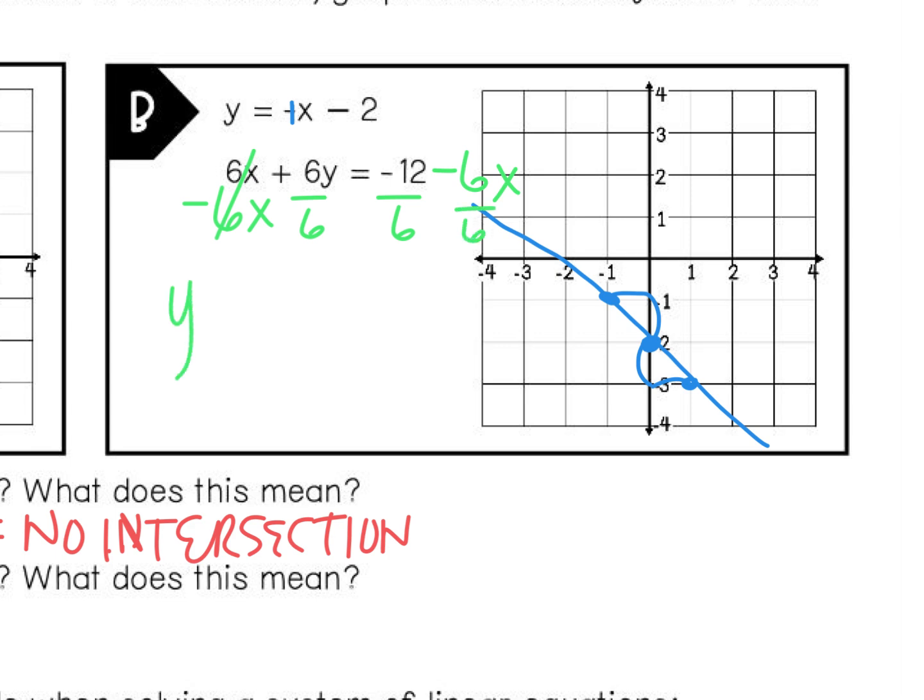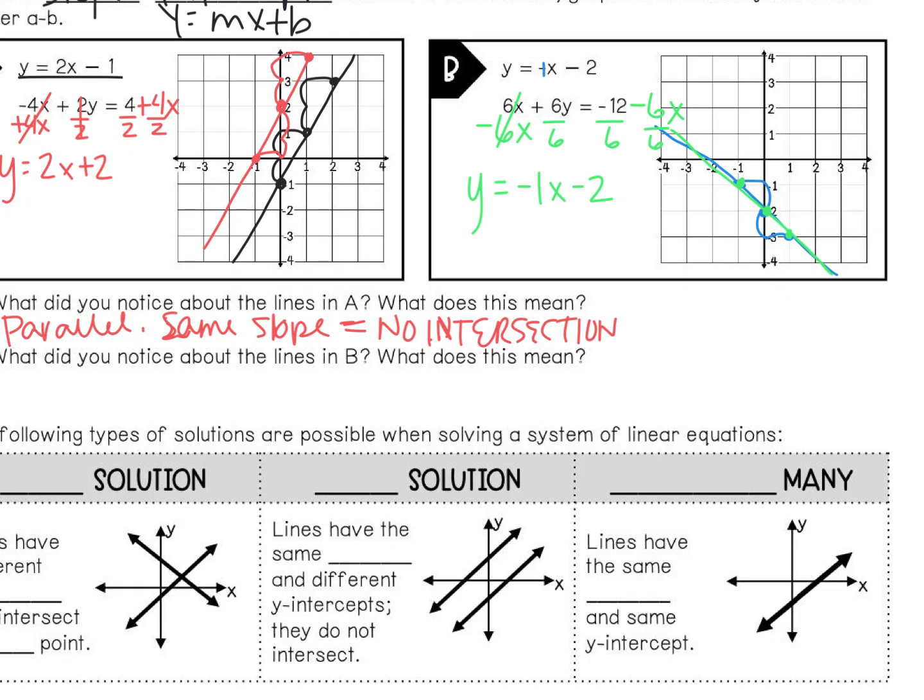So we get y equals -1x minus 2. Oh, does anyone notice anything? They are the exact same line. So since they are the same line, instead of having no intersection, they are all intersecting. Okay, so we're going to talk about what that looks like.